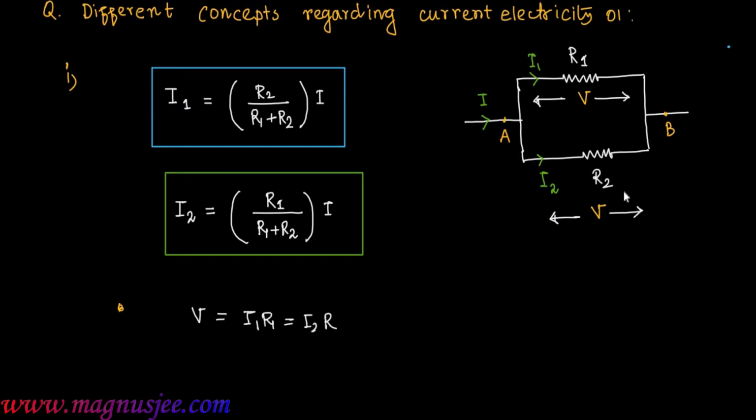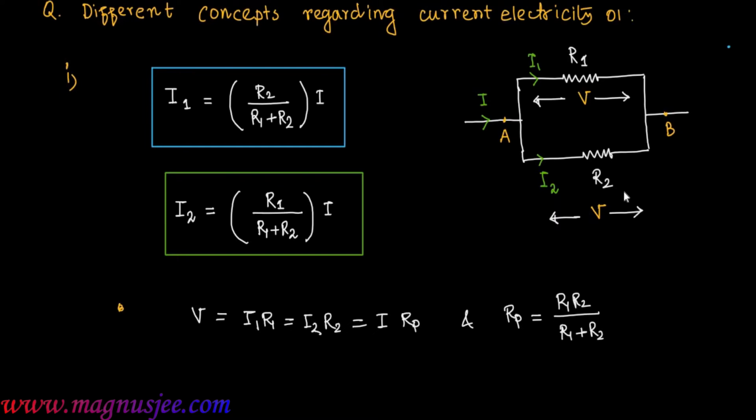Potential difference across the resistance R1 or R2 is V, which is I1 R1 equal to I2 R2 equal to main current I into RP, where RP is the equivalent resistance of this parallel combination, which is equal to R1 R2 divided by R1 plus R2.